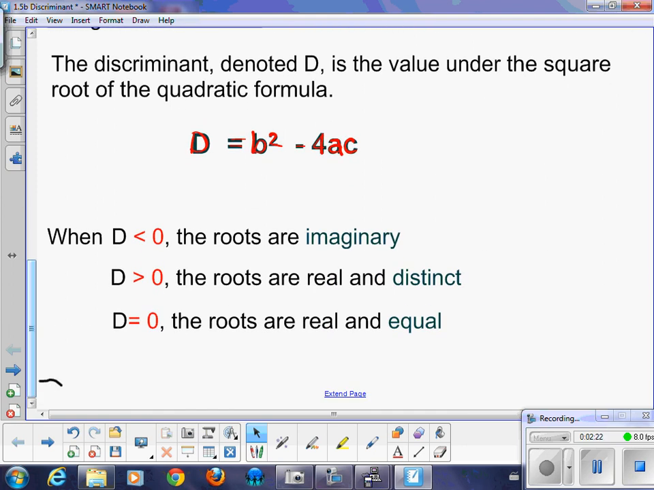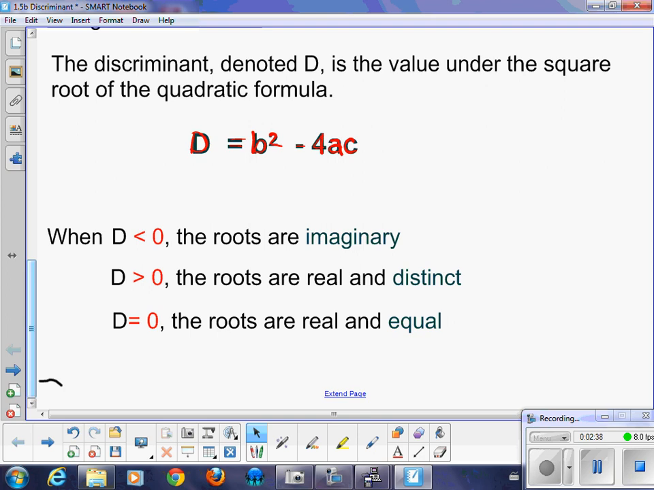We know that if D is less than 0, the roots are imaginary. If D is greater than 0, the roots are real and distinct. And if D is 0, the roots are real and equal.